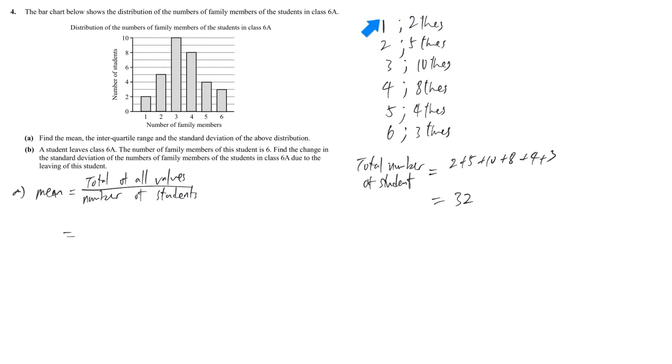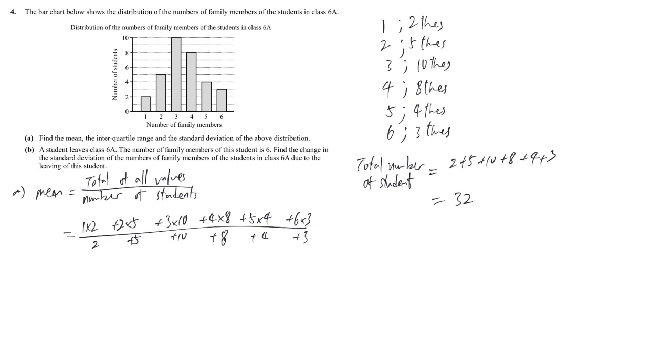Or you may just do 1 times 2, 2 times 5. So this is 1 times 2 plus 2 times 5, and then plus 3 times 10, plus 4 times 8, plus 5 times 4, plus 6 times 3. There are 6 terms in total. And then we have to divide it by the total number of students. So 2 plus 5 plus 10 plus 8 plus 4 plus 3.